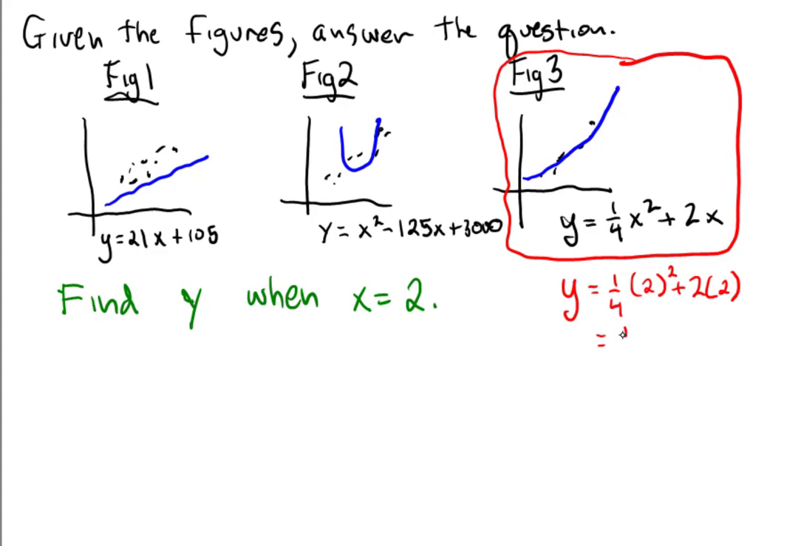Let's see, so that would be 1/4 times 2 squared is 4, plus 2 times 2 is 4. Looks like 1 plus 4, and that means our final answer, 1 plus 4, would be equal to the number 5. So that's how I use a scatter plot, choose the equation that seems to fit it as best as possible, and then use that to answer a follow-up question.